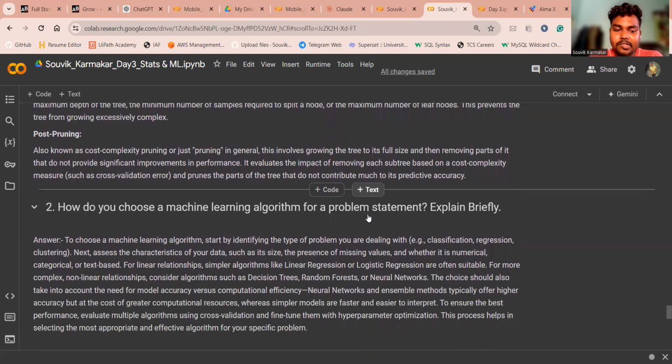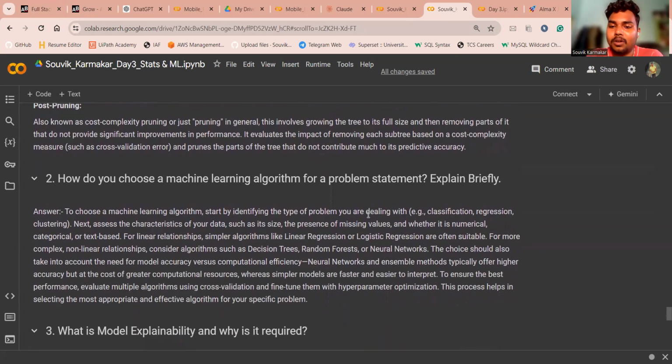The next question is, how do you choose a machine learning algorithm for a problem statement? Explain briefly. It's a kind of tricky part to choose a machine learning algorithm. At the very first, we need to identify what kind of problem we are dealing with. Is it regression, classification, or clustering? Accordingly, some algorithms are specialized for these cases, so we can employ those algorithms.